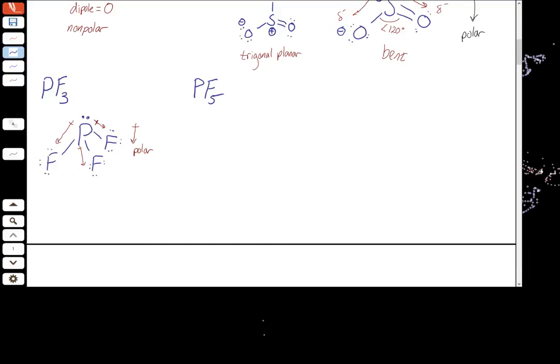Yep. Where it can sometimes get a little bit tricky is like in this next one, PF5. What kind of a structure is that? Yeah. So this one's going to be trigonal bipyramidal. Like this.